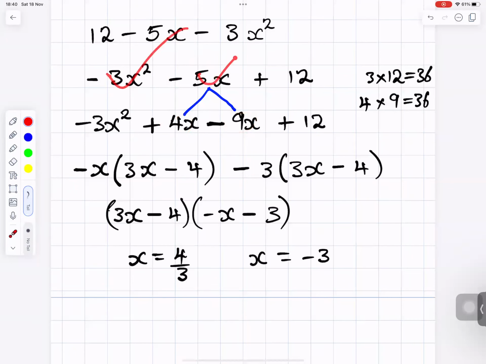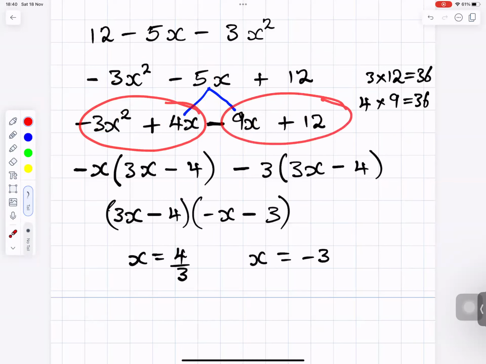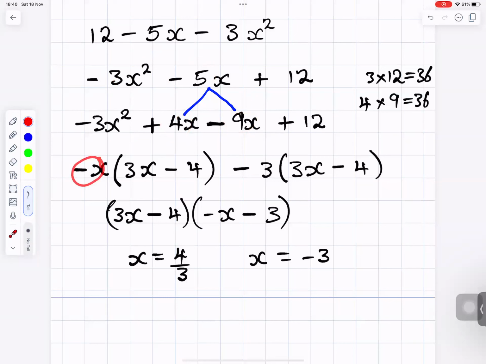So we started with 1, 2, 3, and now we have 1, 2, 3, 4. So we factorize this first pair, and then we factorize the next pair. If we take minus x out of the bracket, we're left with 3x, and we'll be left with 4. Make sure we change that sign to minus, because minus x times minus 4 will give you plus 4x. 9 is 3 times 3. 12 is 3 times 4. So if we put minus 3 out, we're left with 3x. We change this to a minus because minus 3 times 4 will give you plus 12.